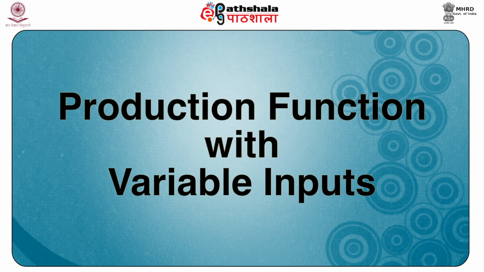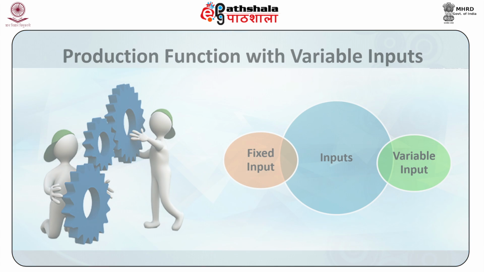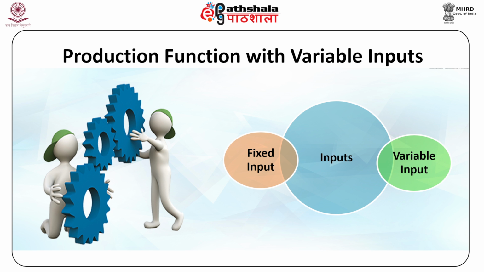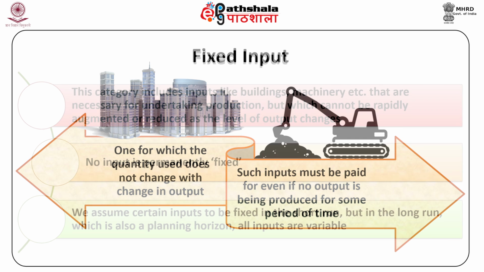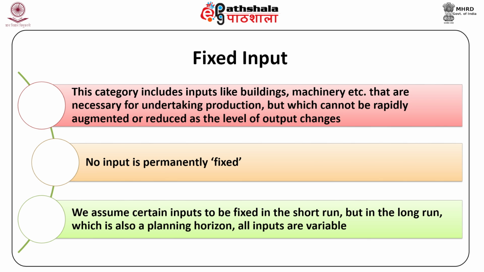Next is a production function with variable inputs. To analyze the process of production, we classify inputs as variable inputs or fixed inputs. A. Fixed input. A fixed input is one for which the quantity used does not change with change in output. Moreover, such inputs must be paid for even if no output is being produced for some period of time. This category includes inputs like building, machinery, etc. that are necessary for undertaking production, but which cannot be rapidly augmented or reduced as the level of output changes.